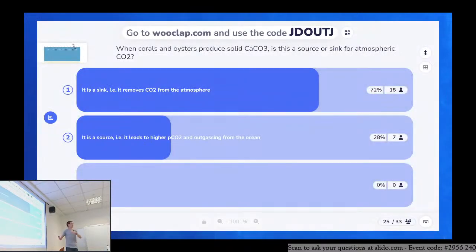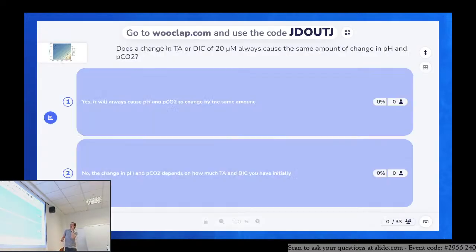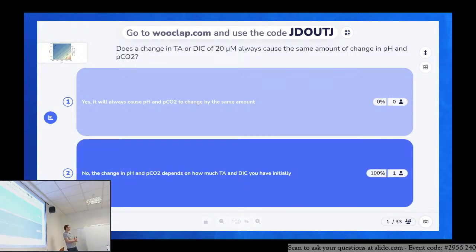Now, of course, on the coral reef, you've got other things going on as well. So I'm talking here only about the calcium carbonate formation. Now, the next question is this: if I change the TA or the DIC by a fixed quantity, let's call it 20 micromoles per liter, will that always cause the same change in the pH and PCO2?